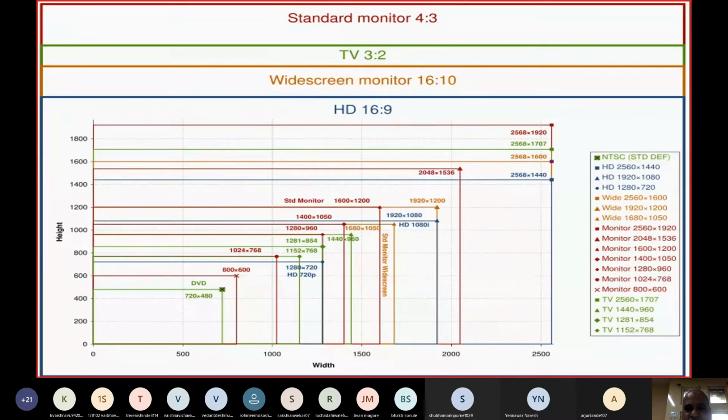See here in this particular slide, you will find the standard monitor, the earlier monitor. It has an aspect ratio of 4:3.